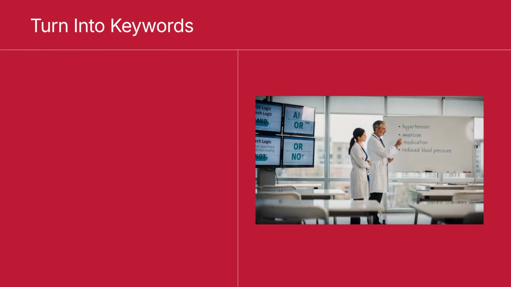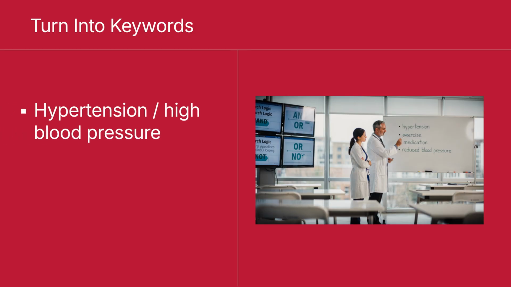Once you identify your PICO elements, the next step is turning them into keywords. For example, hypertension might also be called high blood pressure, and exercise could also be described as physical activity. Thinking of synonyms helps you capture more relevant articles in your search.